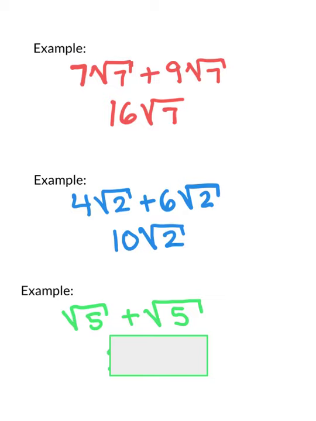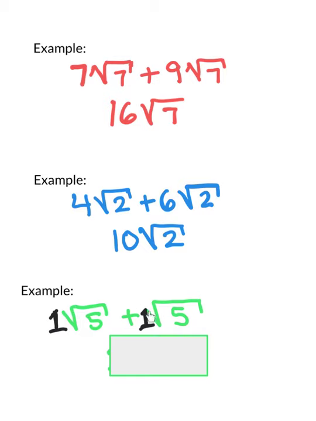Okay. Here is a different type of example. We have square root of 5 plus square root of 5, and what we need to remember is to ask, how many square roots of 5 do we have? Well, in the first one we have 1. How many square roots of 5 do we have in the second one? Well, there's 1. How many do we have total? So we have 1 square root of 5 plus 1 square root of 5.